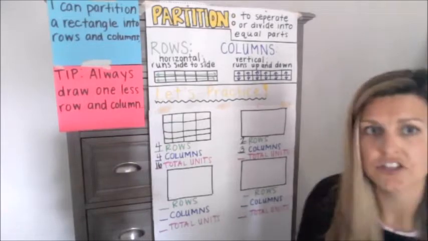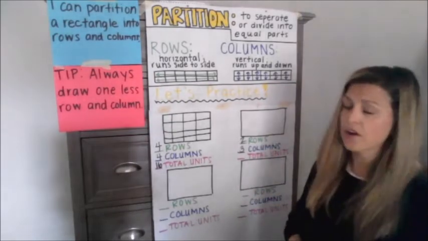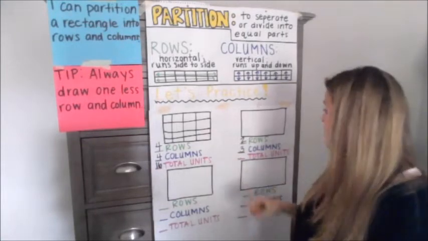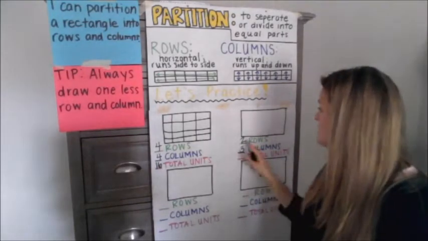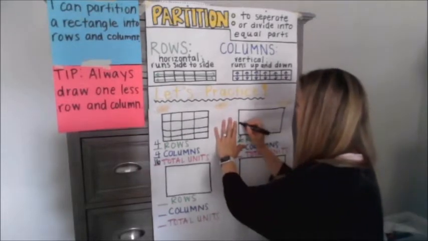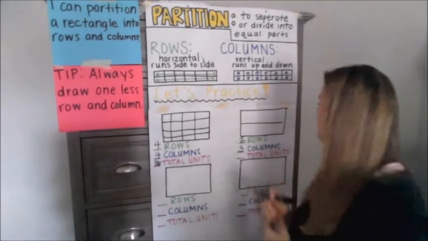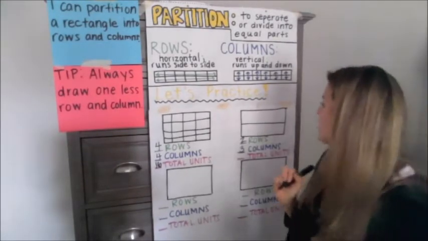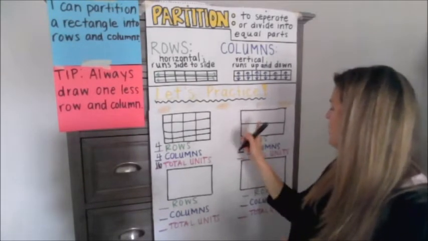All right, guys, let's check your answers. We'll start with our rows. Rows go side to side. So we need to draw how many lines to make our 2 rows? 1. Good job, guys. So let's draw one right down the middle. Good job. Get all the way there. Okay, now let's check our rows. 1, 2.